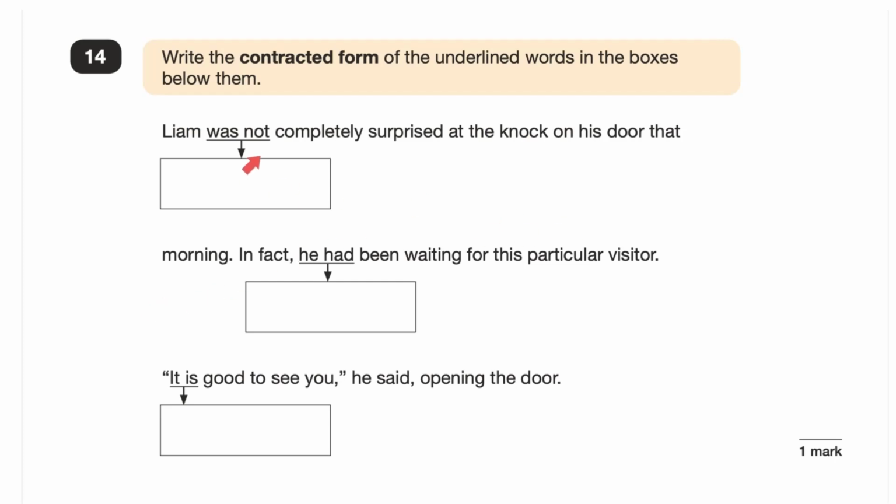And once again, we've got to get 3 in this example to get the mark. I think this is a really good example. So write the contracted form. So again, it's really good to see this and think, okay, contracted form just means to shorten all of these into their phrases, into their contractions. So write the contracted form of the underlined words in the boxes below them.